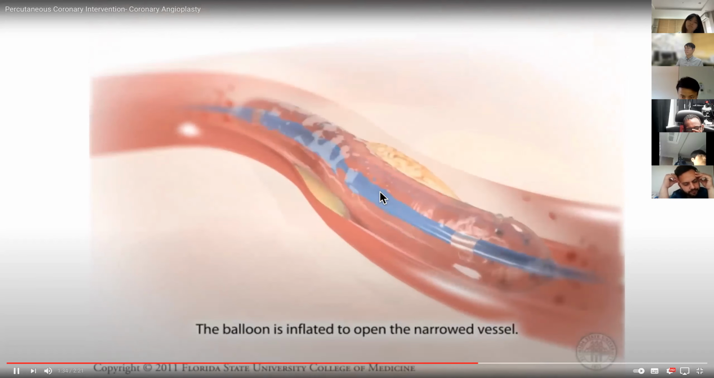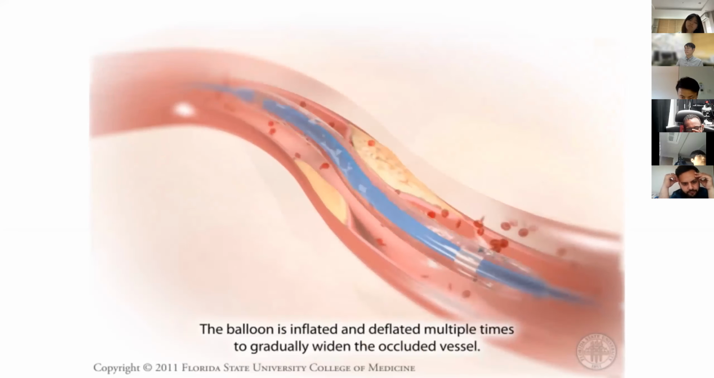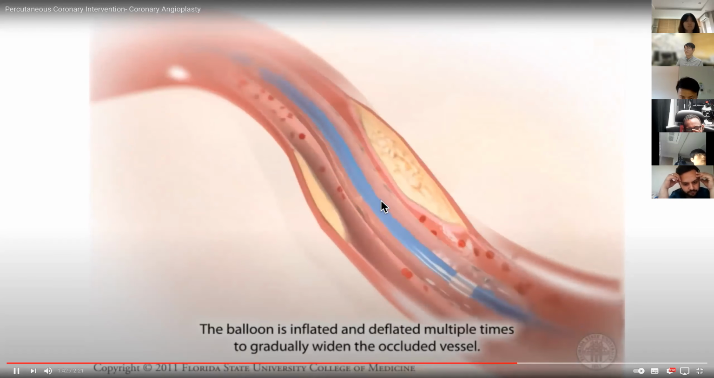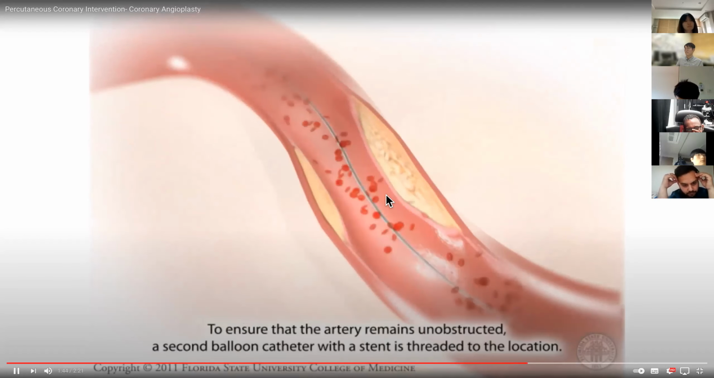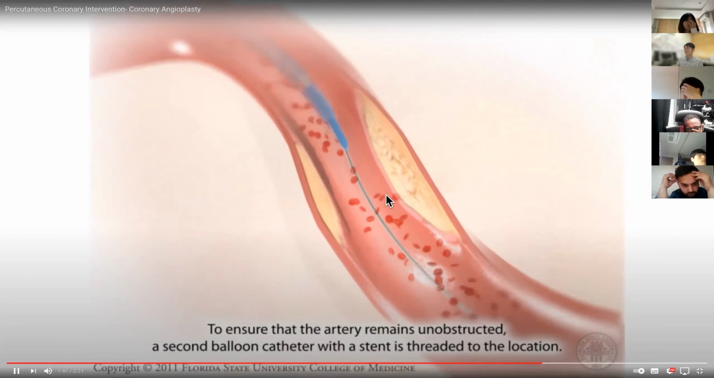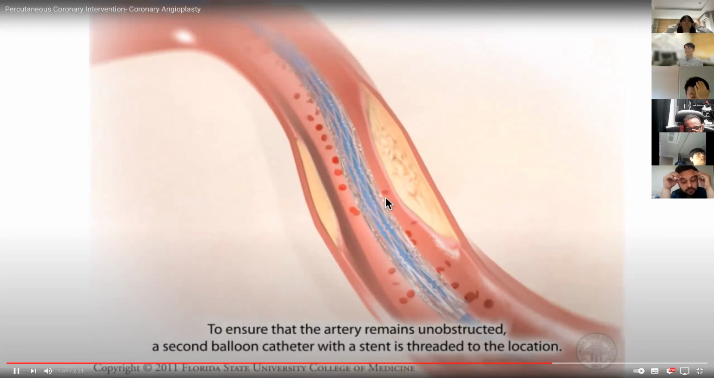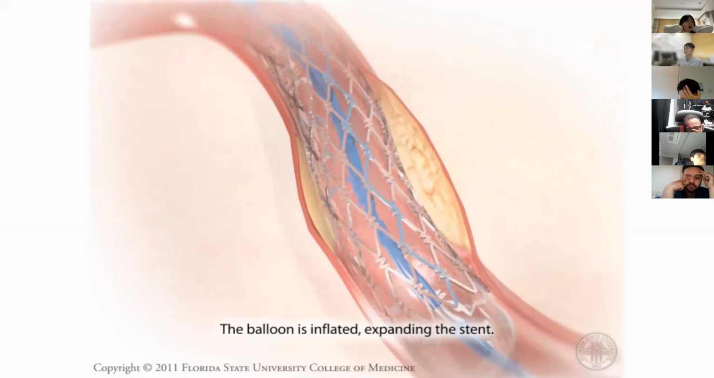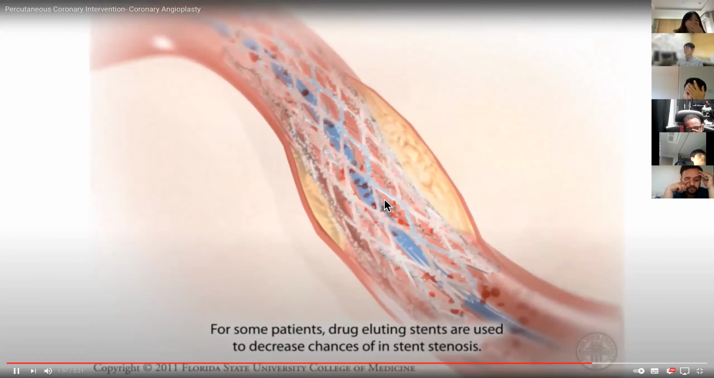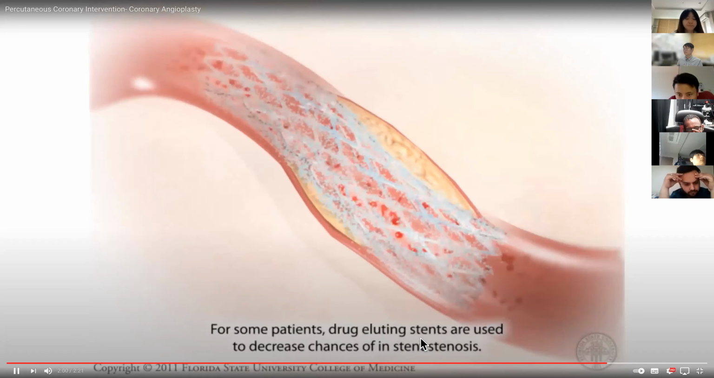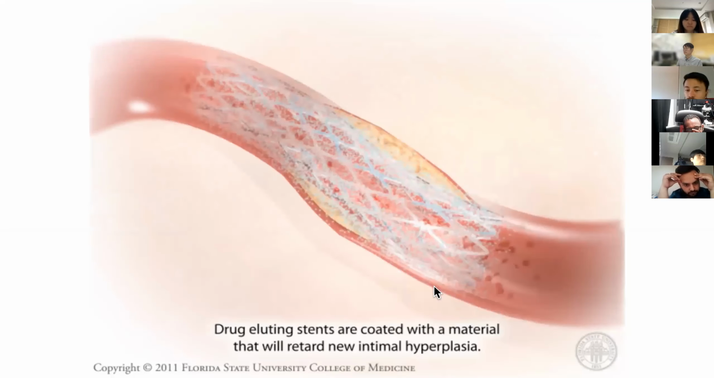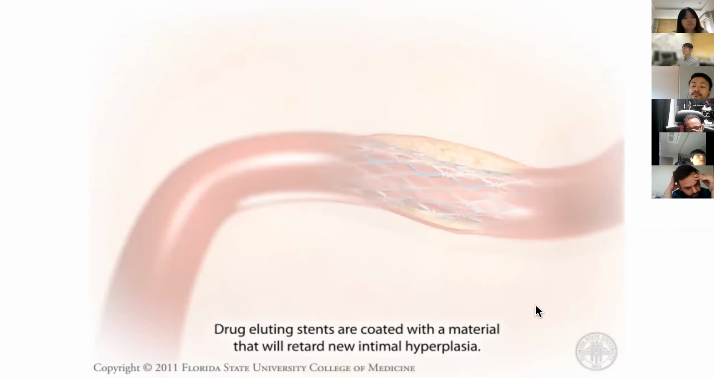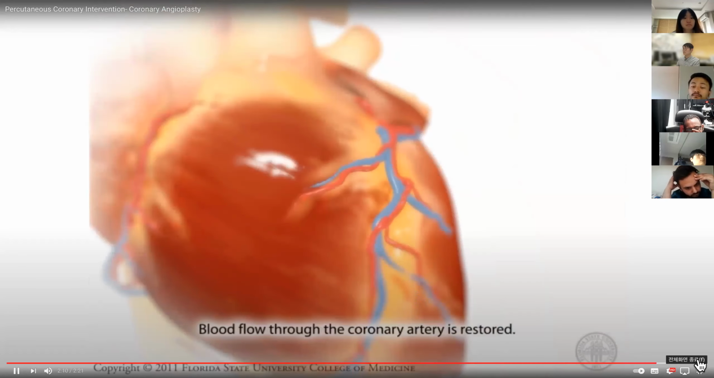A balloon catheter is pushed over the guide wire and centered over the blockage. The balloon is inflated to open the narrowed vessel. The balloon is inflated and deflated multiple times to gradually widen the occluded vessel. To ensure that the artery remains unobstructed, a second balloon catheter with a stent is threaded to the location. The balloon is inflated, expanding the stent. For some patients, drug-eluting stents are used to decrease the chances of in-stent stenosis. Drug-eluting stents are coated with a material that will retard new intimal hyperplasia. Blood flow through the coronary artery is restored.